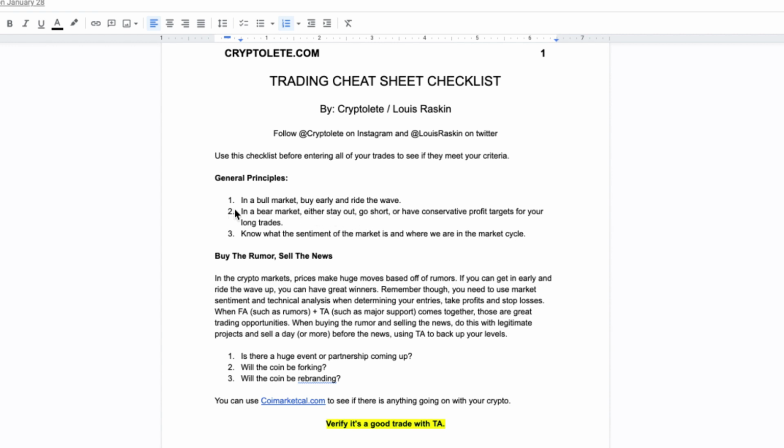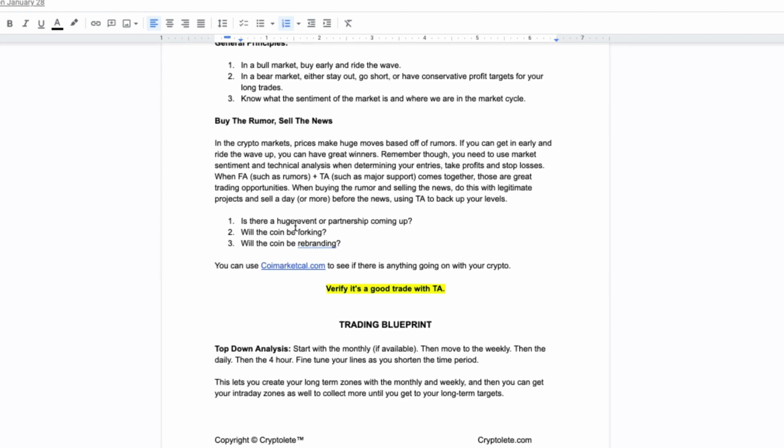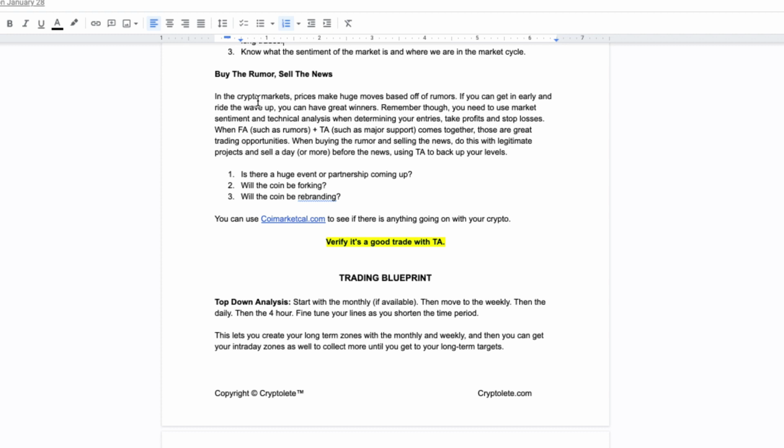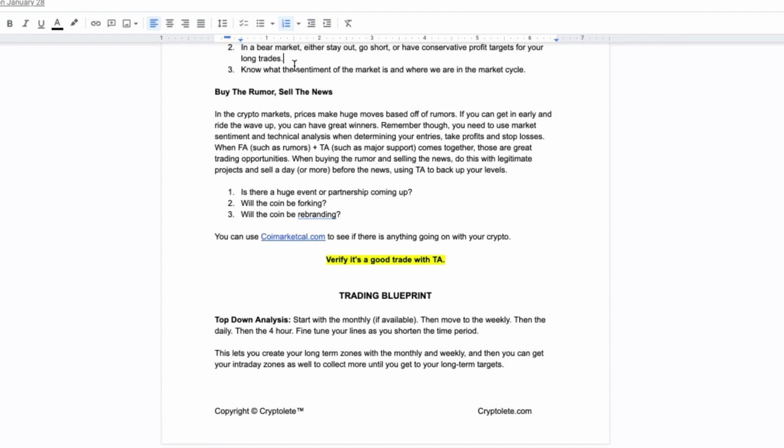The second thing is that in a bear market, either stay out, go short, or have conservative profit targets on your long trades. That is very self-explanatory. In a bear market, when things are going down, you want to stay out or go short, which is basically going with the trend, making money when the price goes down. Or you want to have conservative profit targets for your long trades, aka if you're buying something, you want to sell it conservatively. You don't want to try going for like 100x or 100% gains, right? Maybe like 10% gains or 20% gains, right?